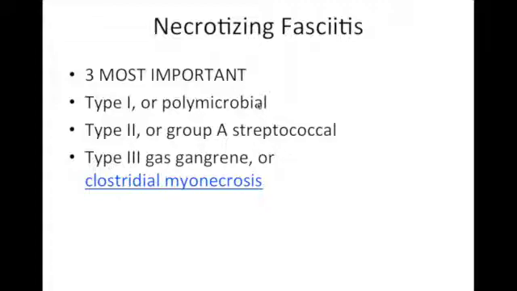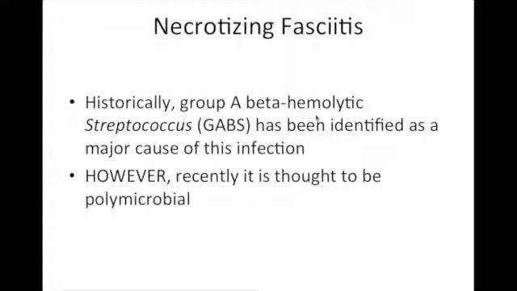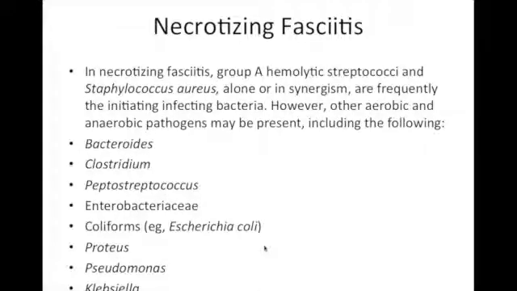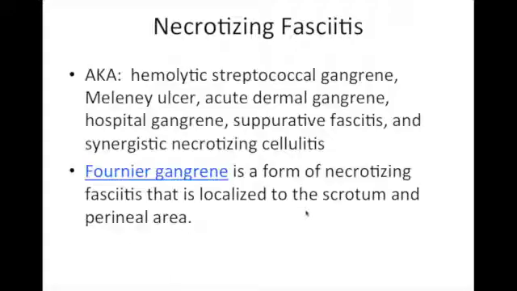Clostridium has also been implicated. Oh, here's that thing we were just talking about. Strep is number one. However, now we're seeing this more polymicrobial. Not infrequently, we'll see strep and staph work together. But then again, this becomes more polymicrobial over time, both aerobic and anaerobic pathogens. It has multiple names. Fournier's gangrene is necrotizing fasciitis of the perineal area involving the scrotum in men.